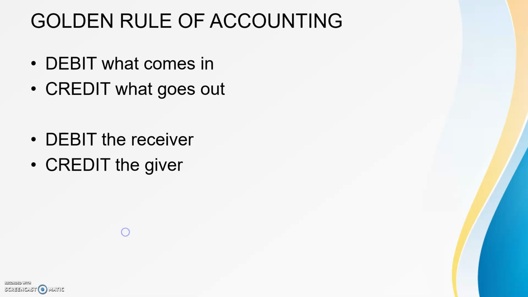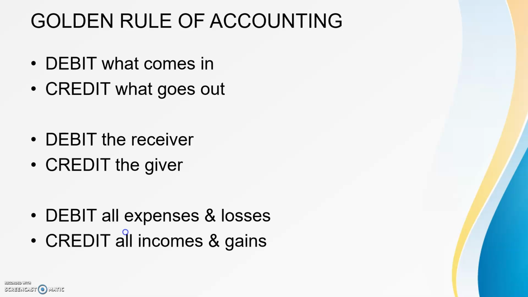Debit the receiver, credit the giver. This is the personal account rule. If the person is there and he is receiving, we will debit his name, and if he is giving, then we will credit his name. Debit all expenses and losses and credit all incomes and gains. This is the nominal account rule. So if it's an expense like salary or discount allowed, it will be debited. And if it is an income or gain like commission received, rent and so on, it will be credited.